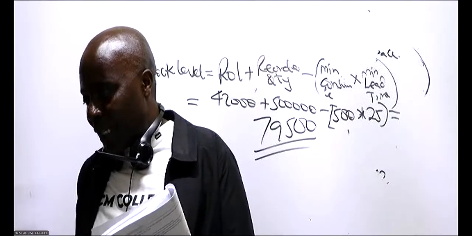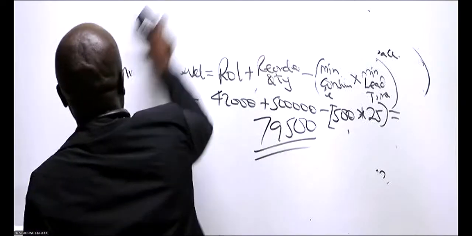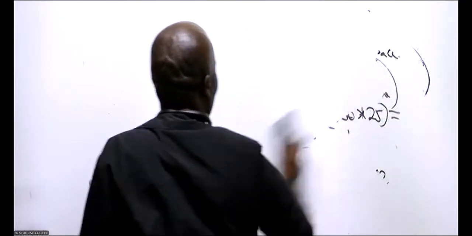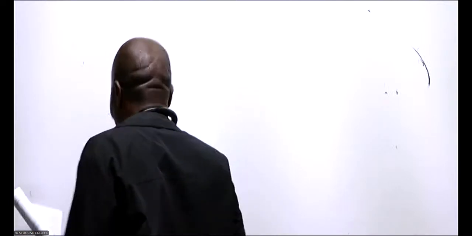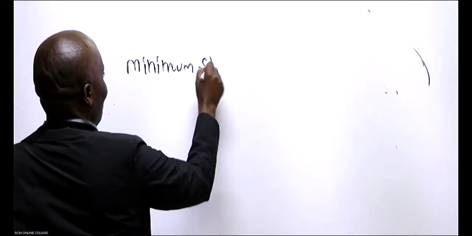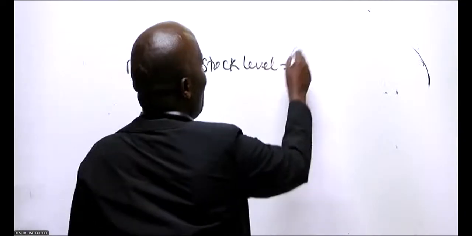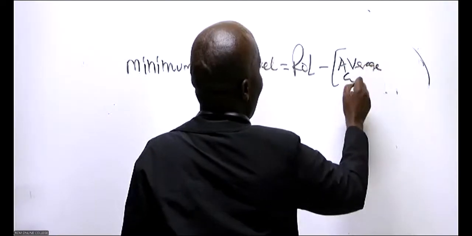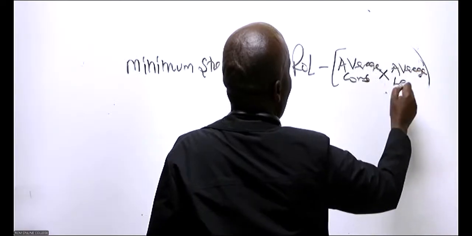We roll with the miniskirt, isn't it? But the moment we do that, we become average, isn't it? So for minimum stock level, we are rolling with our reorder level minus, in this case, average consumption times average lead time.